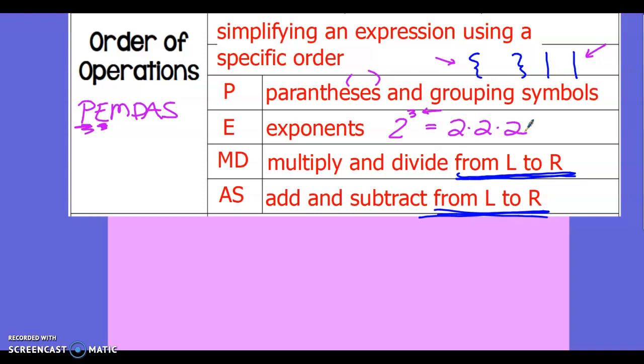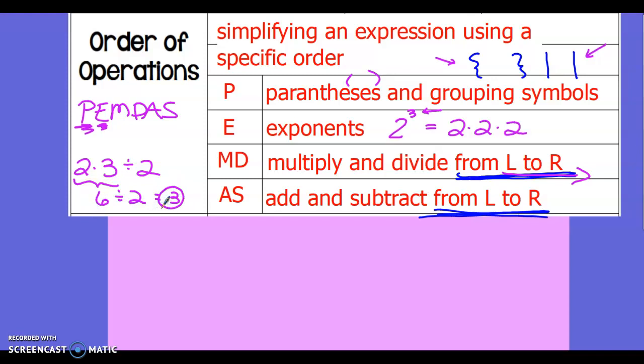The next thing we do is multiplication and division from left to right. So if you have a problem with something like 2 times 3 divided by 2, you always want to go left to right when you see both multiplication and division. So you would do 2 times 3 is 6, and then 6 divided by 2 would give me 3.